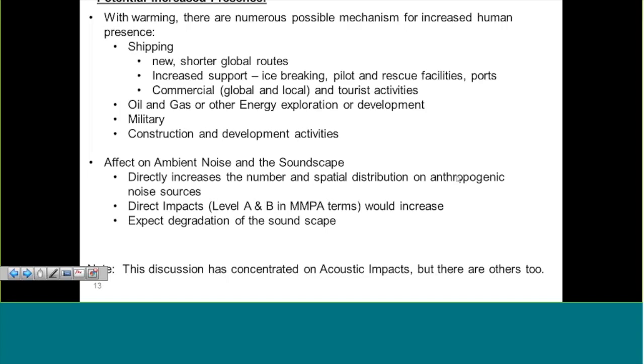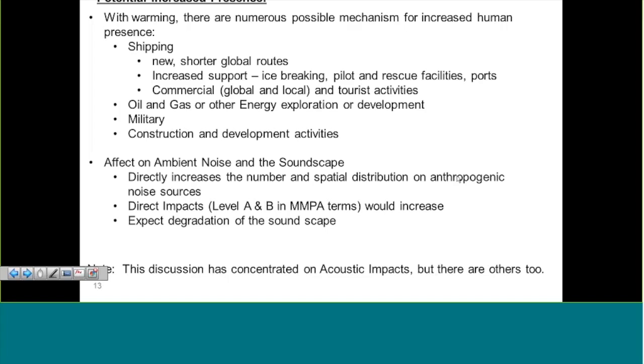In the world of acoustic impacts, generally they break them up into 3 or 4 different categories. First of all, there are some amount of direct impacts. Level A, which is in the MMPA, Marine Mammal Protection Act, it's U.S. law, is injury, and then Level B is harassment. We can talk about that more later, or Mary will probably touch on it some.